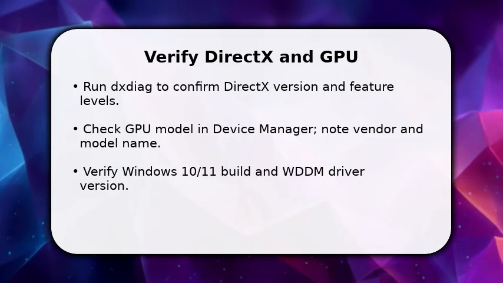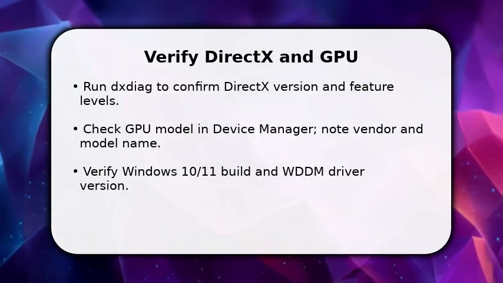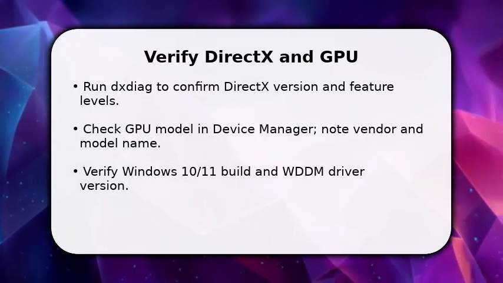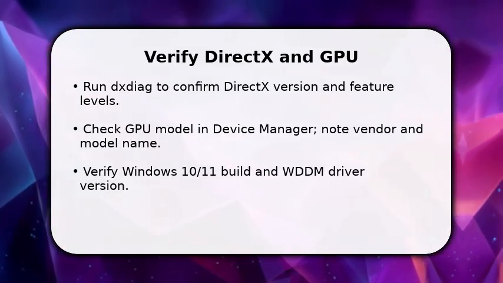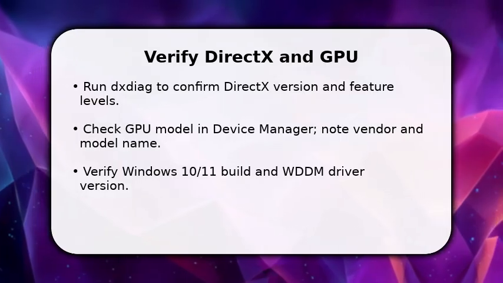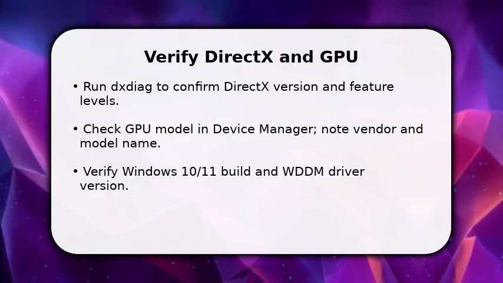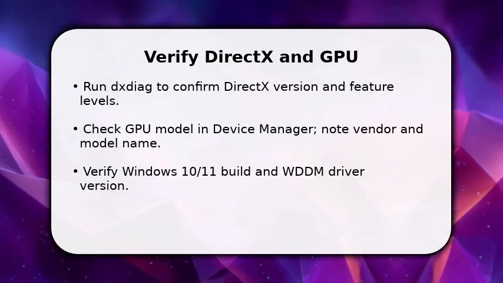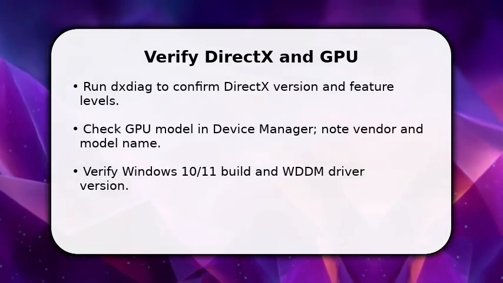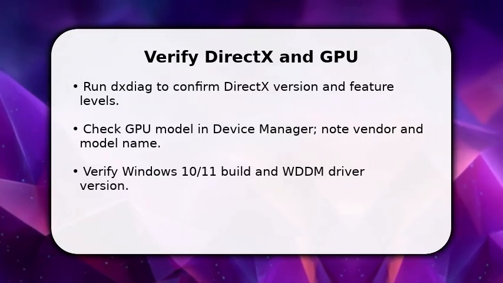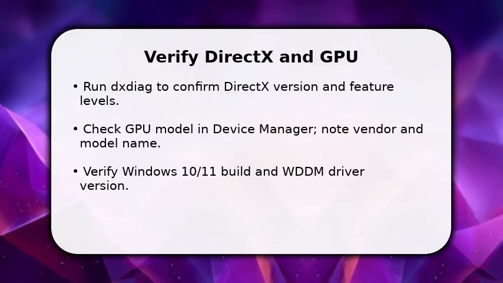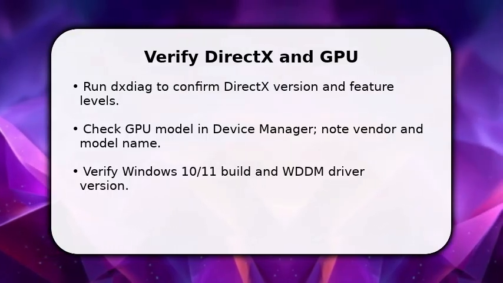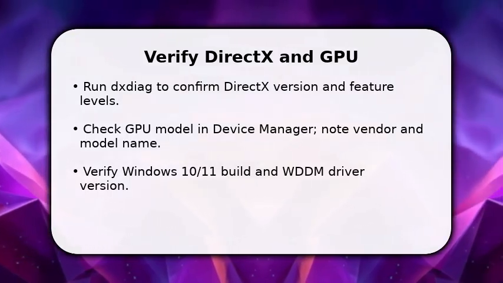You start by confirming facts. Press Windows plus R, type dxdiag, and run it to see the DirectX version and feature levels your GPU reports. Next, open Device Manager and copy the exact GPU model and vendor. This matters because only certain chips support DirectX 11 feature levels. Also check Windows Build and WDDM driver version so you know whether the OS supports the driver. Once done, make sure you have admin rights for the next steps.